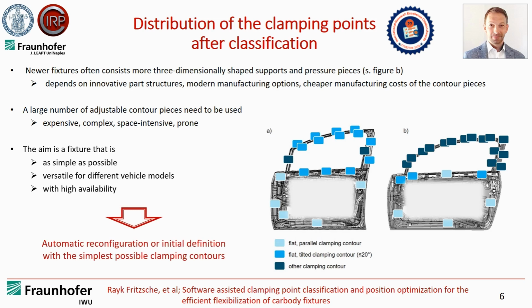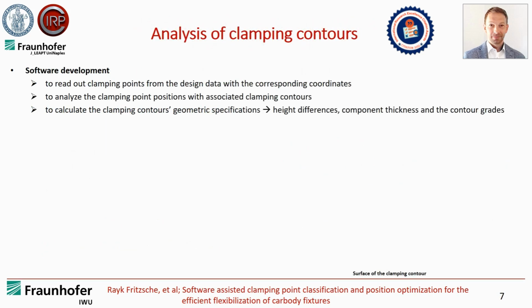So we do an automatic reconfiguration, or we can also do an initial definition with the simplest possible clamping contours with our software. The developed software first reads out the clamping points from the design data with the corresponding coordinates. Then it analyzes the clamping point positions with associated clamping contours and calculates the clamping contours' geometric specifications. The results are the height differences, the component thickness and the contour grades.